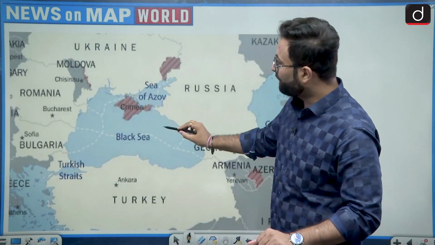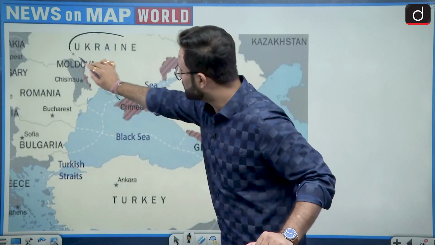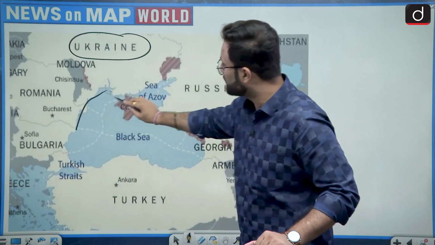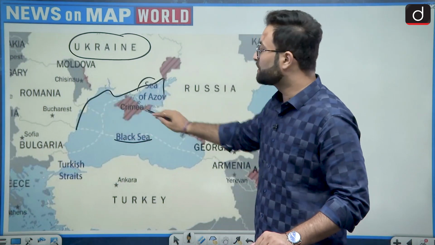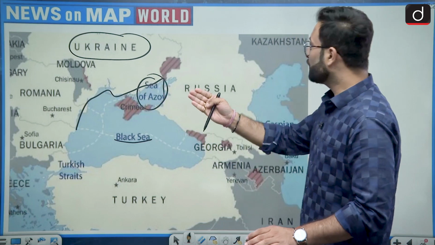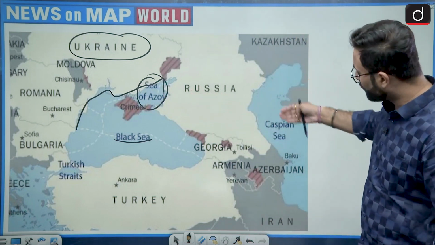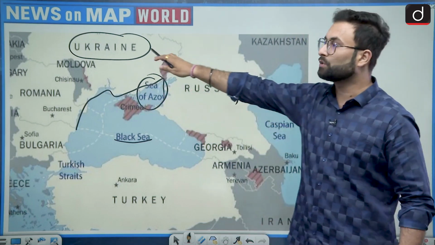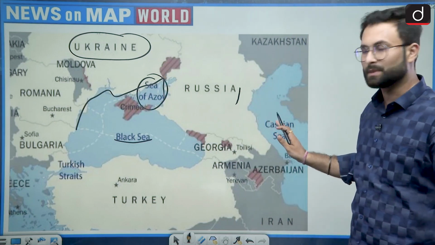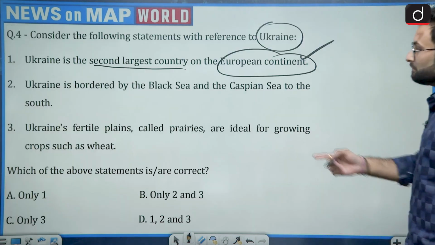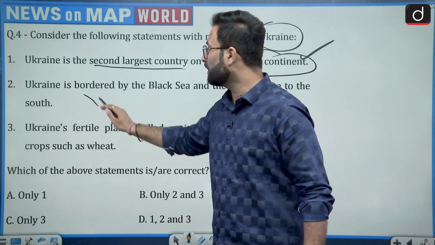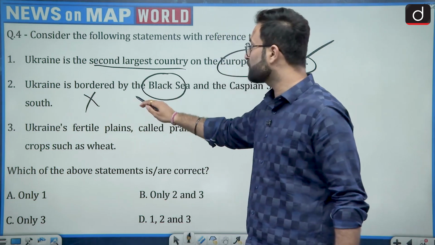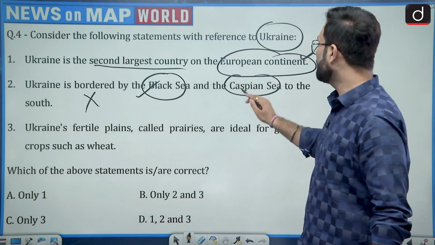When we are talking about Ukraine, it is here, and we can see that it has a border with the Black Sea and the Sea of Azov. Now the Caspian Sea is somewhere over here, and this is Russia. So Ukraine does not have a boundary with the Caspian Sea. This statement becomes wrong because it has a boundary with the Sea of Azov and the Black Sea, but not with the Caspian Sea.